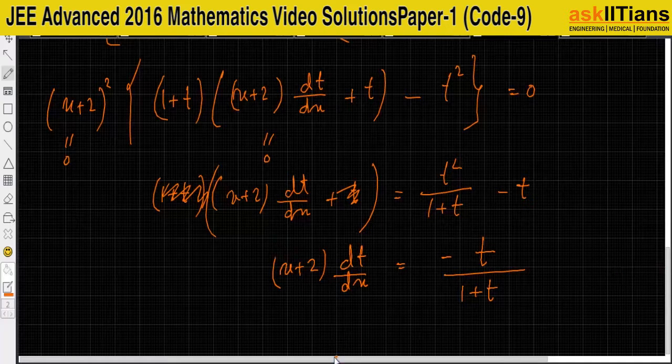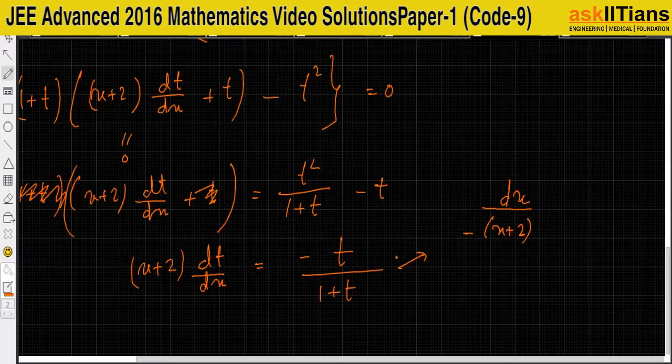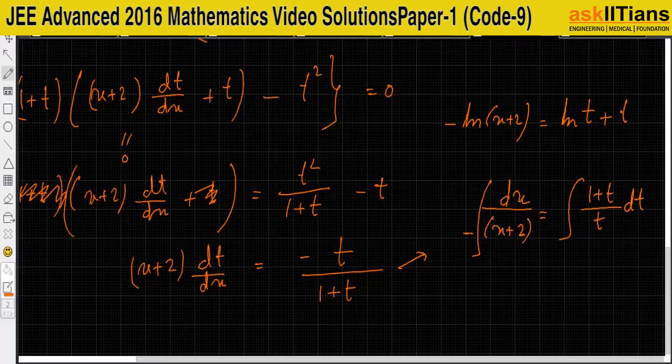So if I simplify this further, actually now it's variable separable. So what I can do is, this is nothing but minus of x plus 2 dx. I can take this dx to the other side. So minus of dx by x plus 2 is equal to 1 plus t divided by t times dt. Now I can integrate both sides. So this is nothing but minus ln of x plus 2, and this is equal to 1 by t plus 1, so this will be ln t plus t plus c.